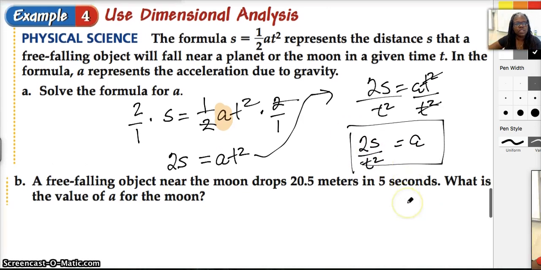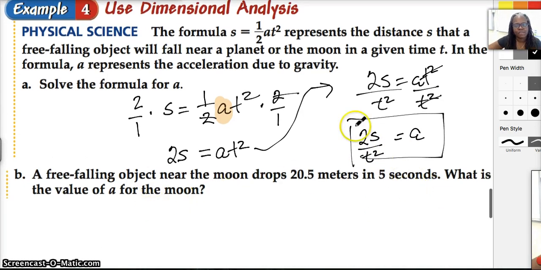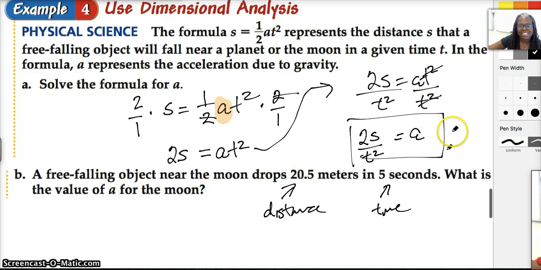So the next thing we need to do is use this information, this new formula that we created, to solve this problem. A free-falling object near the moon drops 20.5 meters in 5 seconds. So we've got distance here, and we have time. What is the value of A for the moon? So we've got distance and time. How can you use that? Pause me and try to start figuring out the problem on your own.